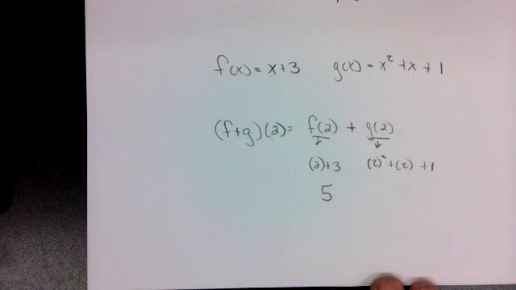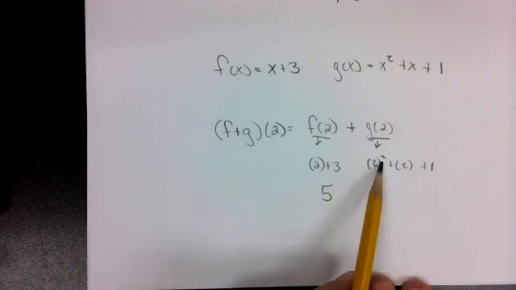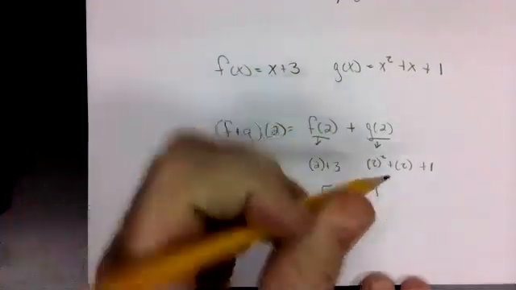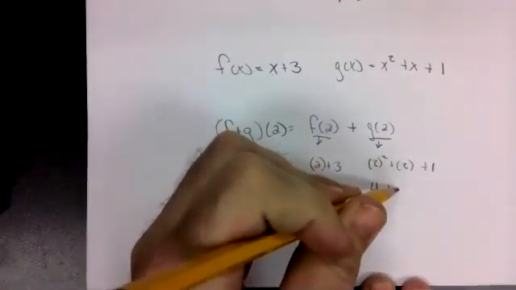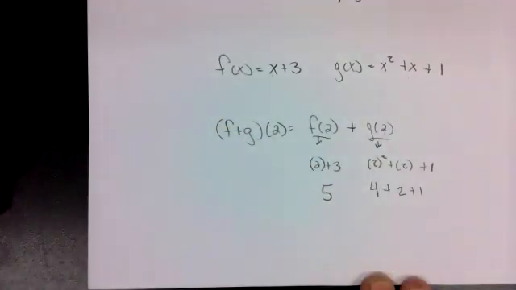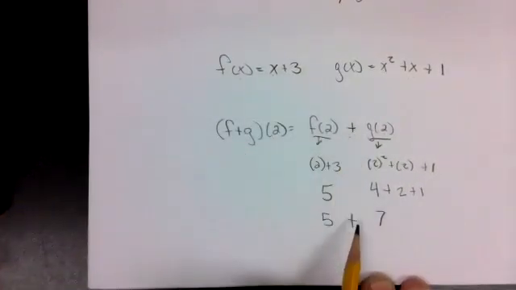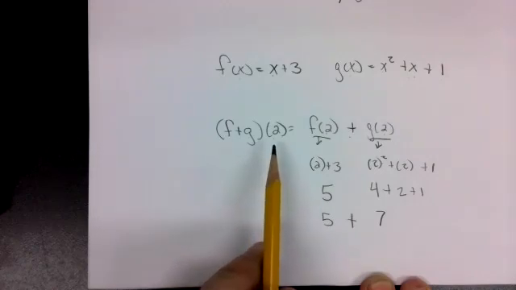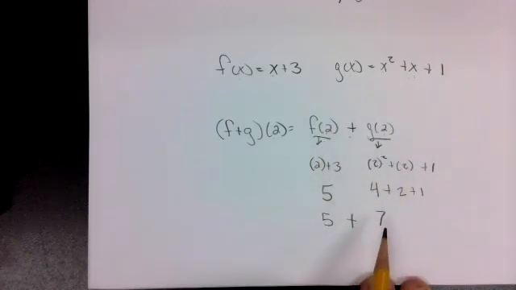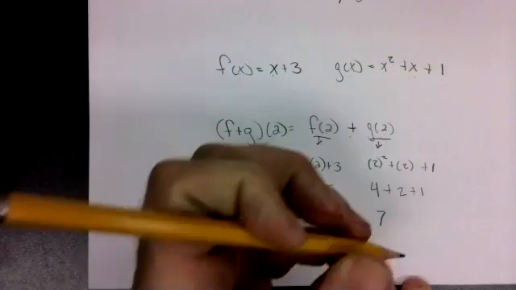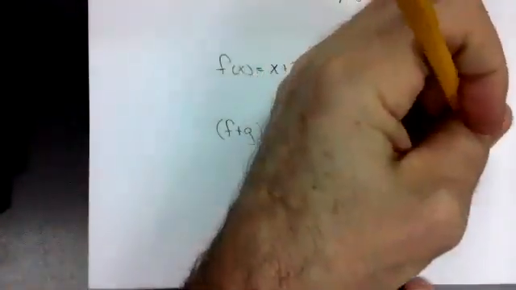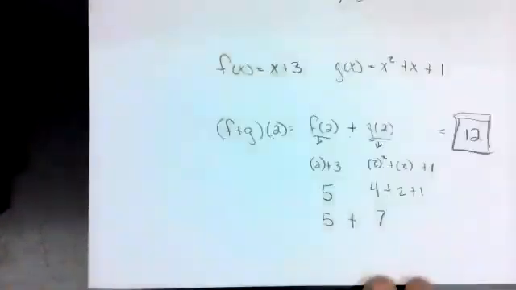So again, evaluating the function is plugging in for the variable. Then we use order of operations. 2 to the second power is 4. This is just a 2. Plus 1. 4 plus 2 is 6, plus 1 is 7. And again, the plus operation we're doing, so f plus g of 2 means to take these two values and then add them together. So this is going to be 12.